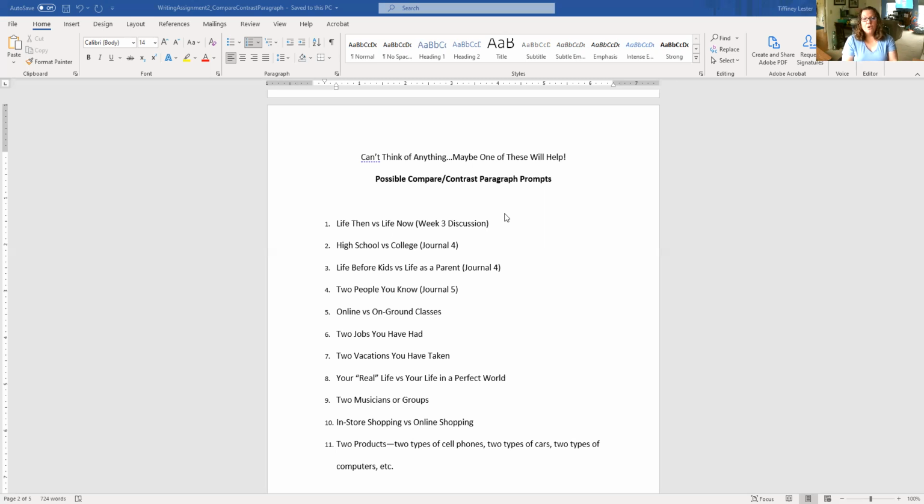Also keep in mind, you're not evaluating anything. You're not giving opinions here. This isn't looking at how these 2 things are different to show that one is better than the other. That's not what we're doing here. We are simply comparing and contrasting. What are the differences between online and on-campus classes? That's it. Not which do you prefer, not which one is better. It's just focusing on the similarities or the differences.